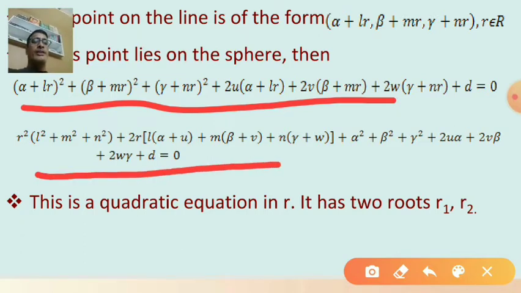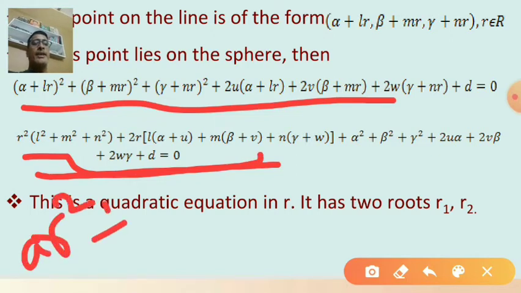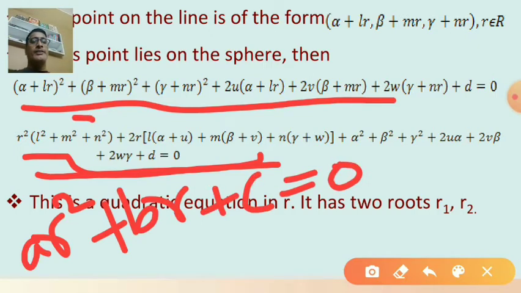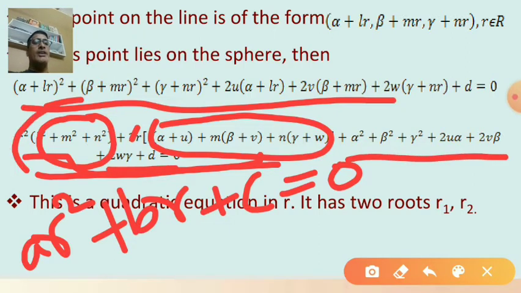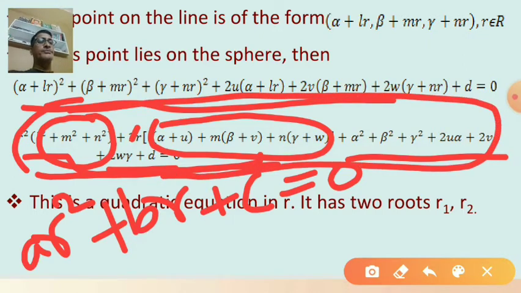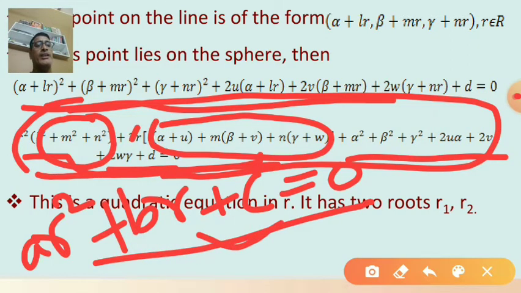You can observe that this equation is of the form r square plus br plus c equal to 0. Here this is a, all this is b along with 2, and all this is c. Therefore this total equation is of the form ar square plus br plus c equal to 0. Obviously this is a quadratic equation in the variable r.